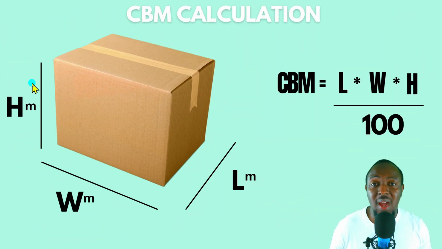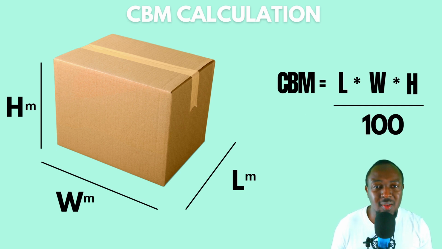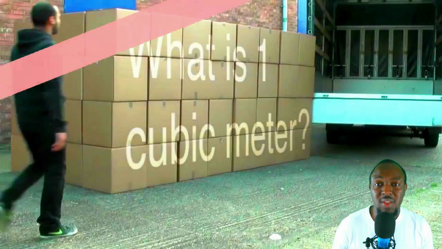So how do we calculate the CBM? CBM is basically the length in meters times the width in meters times the height in meters divided by 100. So length times width times height divided by 100 will give you your CBM. You basically do not have to worry about this calculation, because your shipping agent or your supplier will be doing all these calculations for you. This is just information for you to know how to calculate your CBM. Any questions, comment below. I'll be there to help you out.